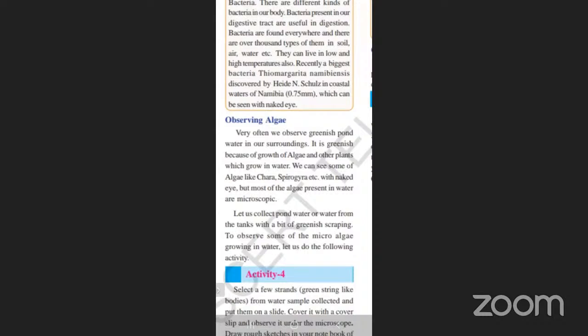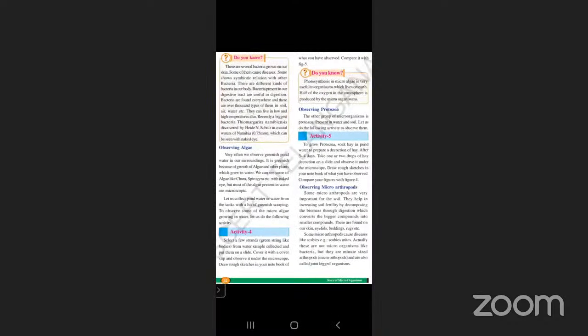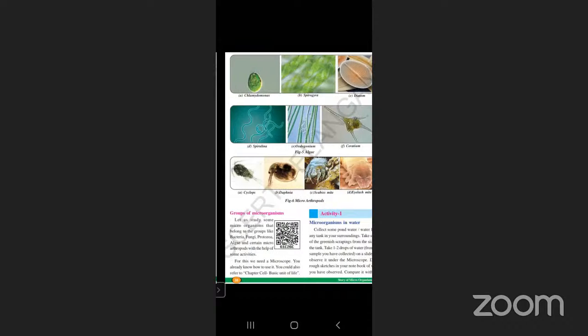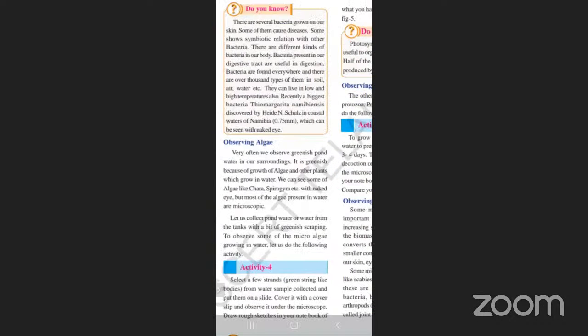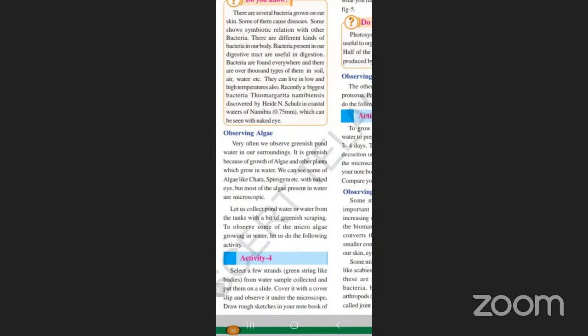Let us go for an activity to know about algae. What are algae? See here: Chlamydomonas, Spirogyra, Diatoms, Spirulina, Oedogonium, Ceratium. These are algae, greenery material. The scrapings we collected.